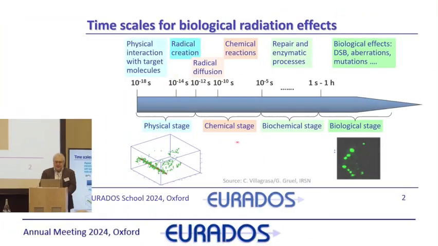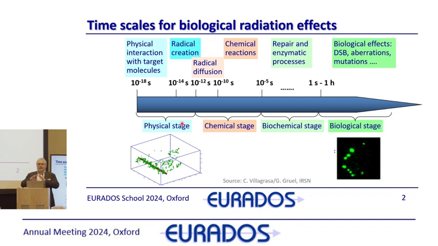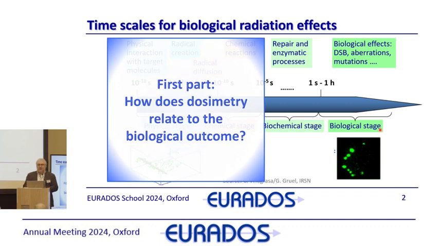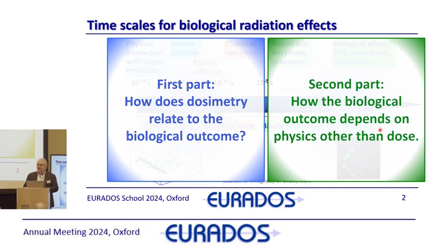All right, so essentially we start from something where we have a distribution of energy transfer points. And in the end we end up at something like this, on the cellular scale, and these are DNA double-strand break repair foci. So my presentation will have two parts. One is how does dosimetry relate to the biological outcome? And the second part will be how the biological outcome depends on other physical factors than those.